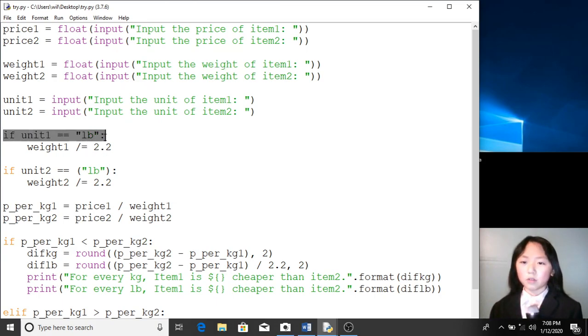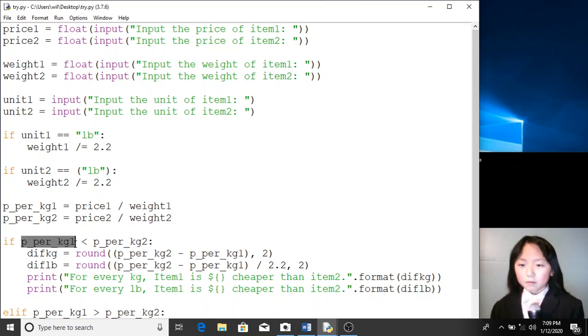So if unit 1 equals pounds, weight 1 will be divided by 2.2. Same for unit 2. If the weight for item 2 is counted in pounds, we want to convert that weight into kilos, so we divide it by 2.2. Now, the price per kilo for item 1 will be the price of item 1 divided by the weight of item 1. And the price per kilo for item 2 will be the price of item 2 divided by the weight of item 2.